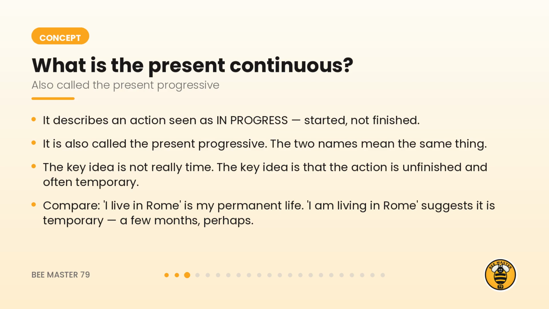Here is the important idea. The present continuous is not really about the clock. It is about the action being unfinished and very often temporary. Listen to the difference. I live in Rome. That is my permanent life. But I am living in Rome. That one suggests something temporary, a few months perhaps.